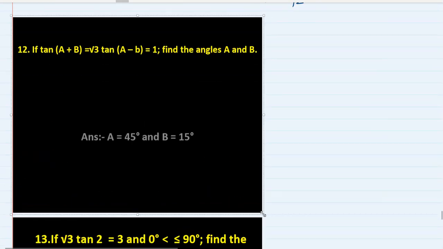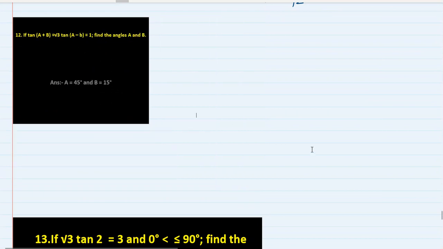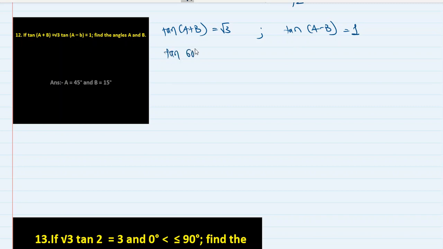This is also similar. Tan of A plus B is root 3, and tan of A minus B is equal to 1. Find A and B. So this question has to be solved by you. I'll just give you a hint. Tan 60 is equal to root 3, and tan 45 is 1.